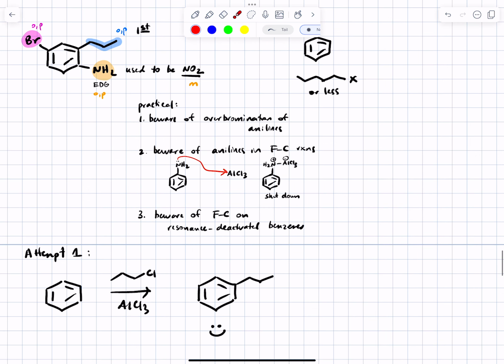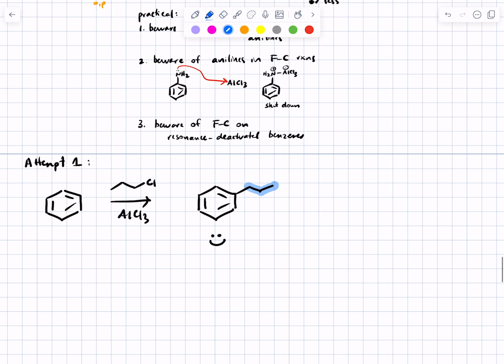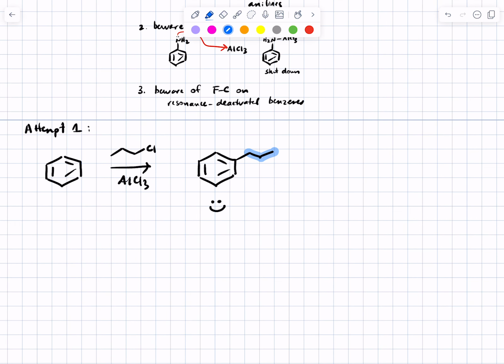Okay, what should I do next? I've got my ortho para director in place. Suppose I do the bromination next. Is that a good idea or bad idea? Why is that a bad idea? Because it's going to put the bromo on the ortho and para carbons, and that's not what I want, right?